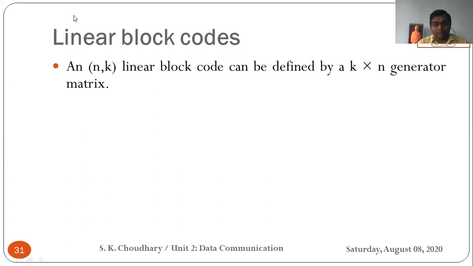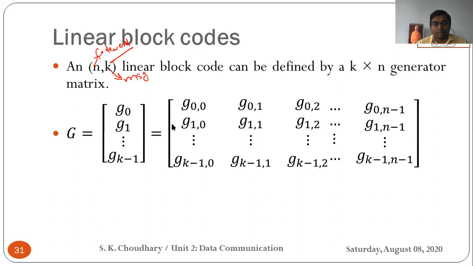representation n comma k. So what is the n here? N is the number of bits present in the code word, the code word we are going to form, and k is the number of bits in the message word. And that would be defined by the k by n generator matrix.